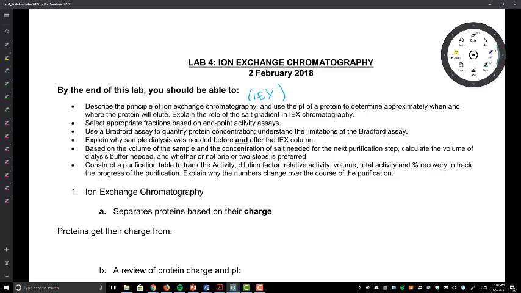And then finally, for this lab and throughout the next lab where we'll be doing affinity chromatography, you need to construct a purification table to track the activity, dilution factor, relative activity, volume, total activity, and percent recovery to track the progress of the purification. And then also be able to explain and rationalize why those numbers change over the course of the purification.